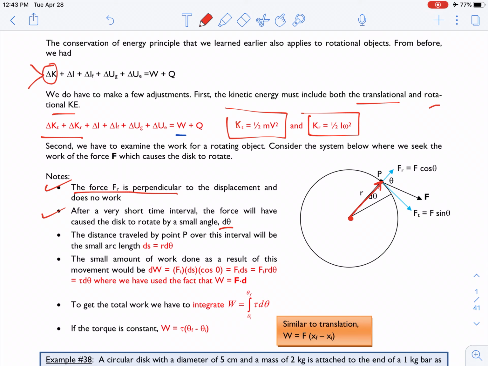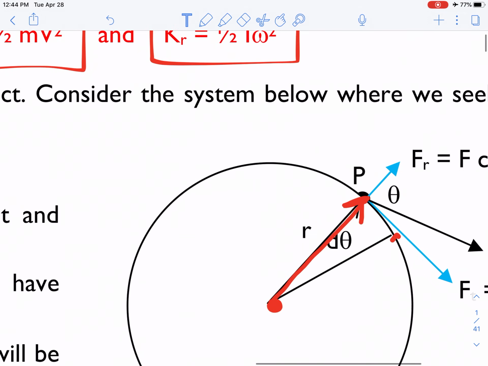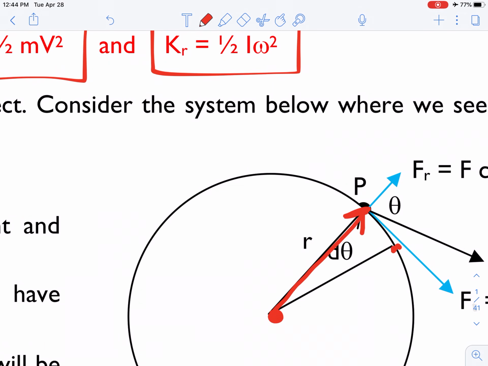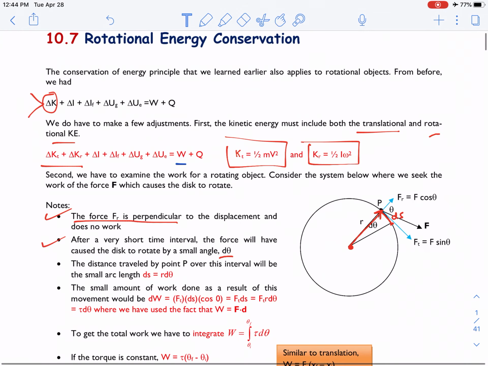And the distance traveled by point P, it was right here before, right now it's there, over this interval will be the small arc length, ds. It's going to go from here to there, and this is what we call ds. And using the arc length equation, S equals r theta, you can also write the infinitesimally small arc length. So it becomes ds equals r d theta. Because r is constant, the differential is on theta, so it's d theta.